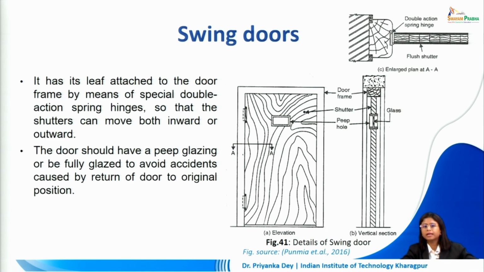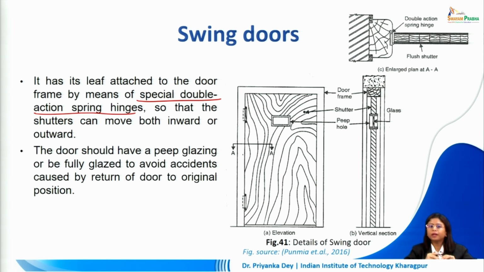Swing doors, as the name suggests, are able to swing about the hinge. In this case, the leaf is attached to the door frame by means of a special double action spring hinge so that the shutter can move both inward or outward. In the earlier examples of doors, the door was being received at a certain point, it is not moving in both directions. You can open the door only on one side, but the swing door can swing both ways, inwards or outwards.